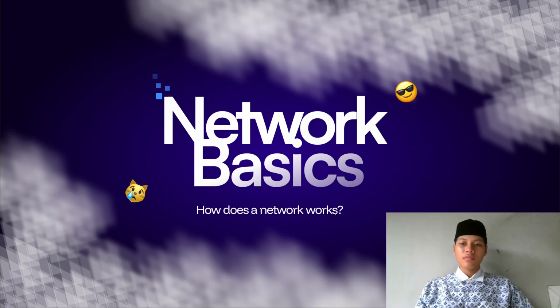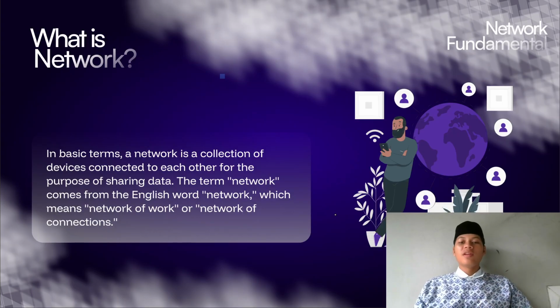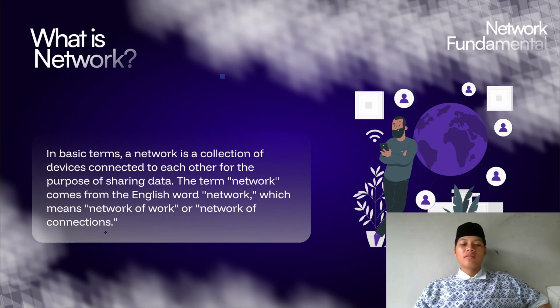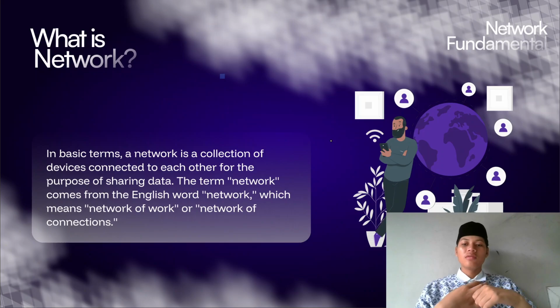Okay, so what is a network? In basic terms, a network is a collection of devices connected to each other for the purpose of sharing data. The term network comes from the English word network, which means a network of work or a network of connection. So a network is basically a system where there are a lot of devices that are connected to each other and can communicate with each other. So that is simply what a network is.